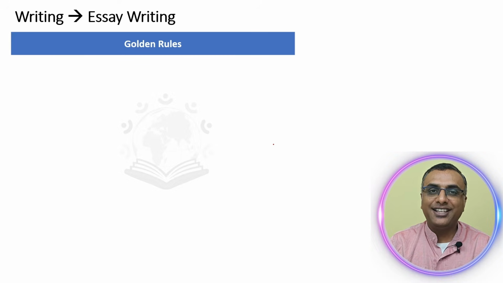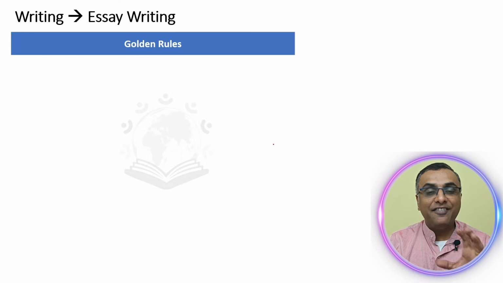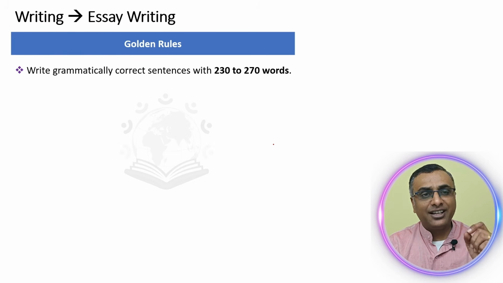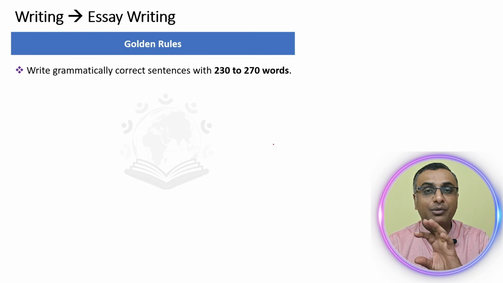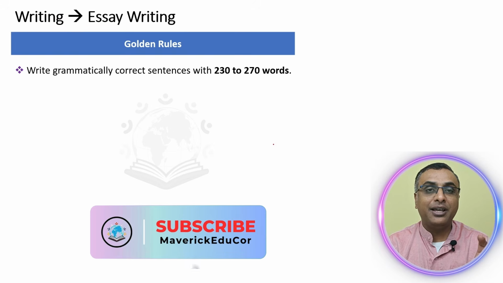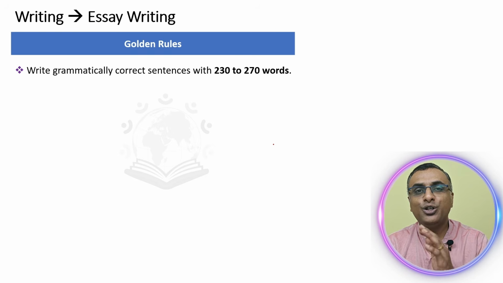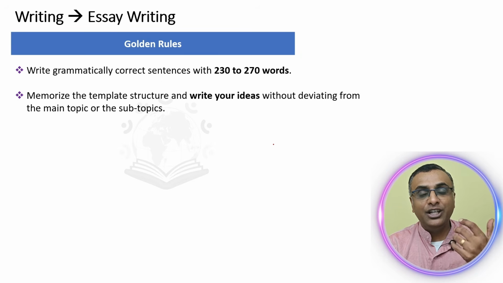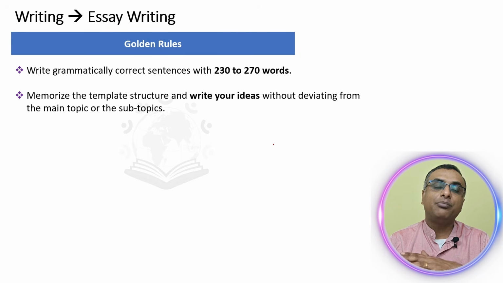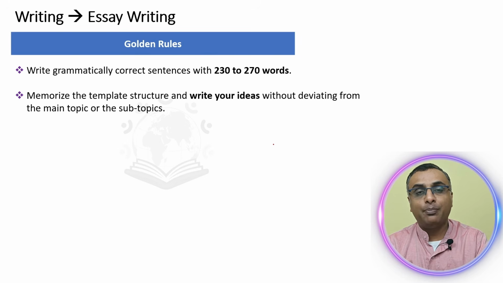Now that you have looked at an example, let's go ahead and revise everything with golden rules. First and foremost, write grammatically correct sentences with about 230 to 270 words. Less than 200 words or more than 300 words will be disqualified as an answer by PTE. The ideal range is anywhere between 230 to 270 words. Next, memorize the template structure and write your ideas without deviating from the main topics or the subtopics.